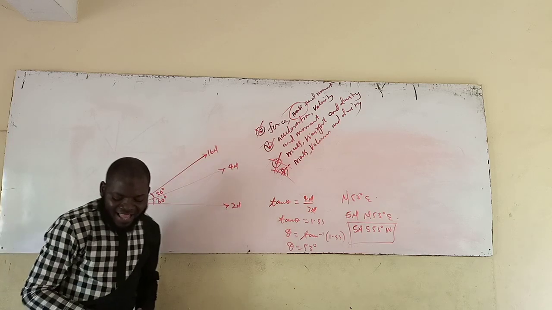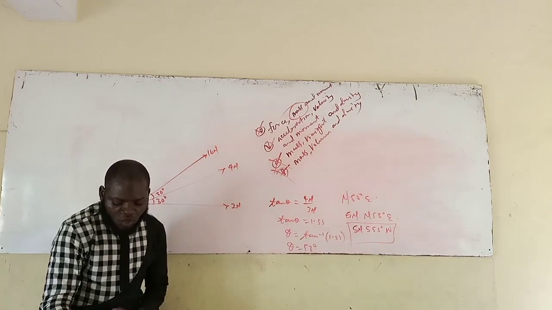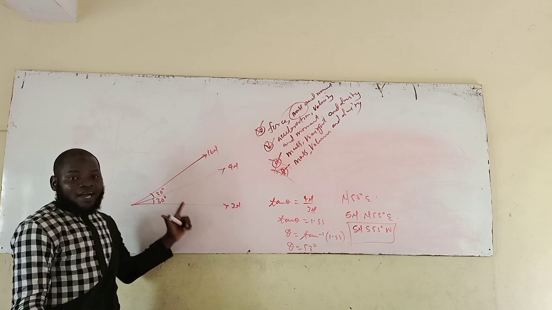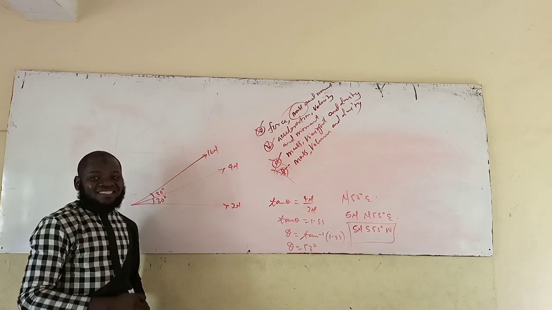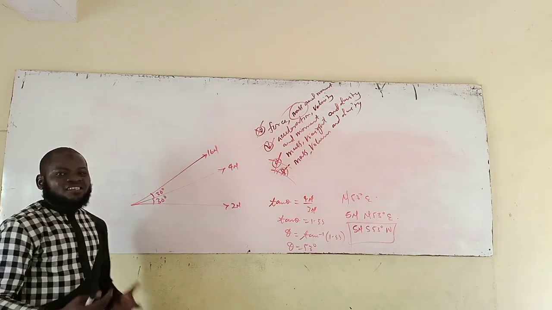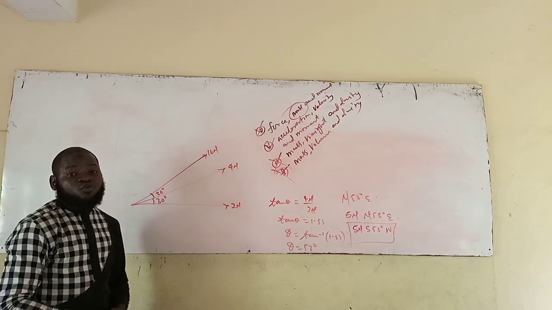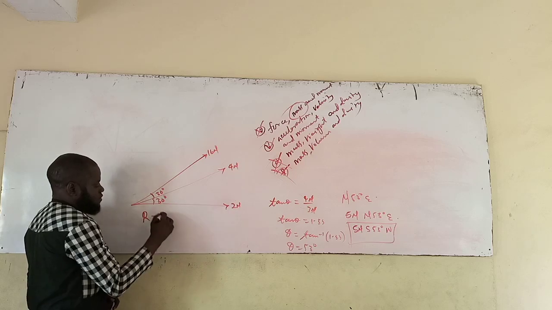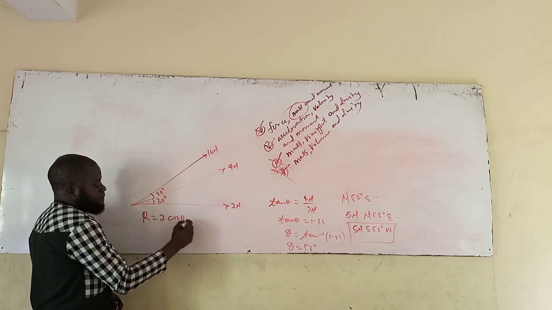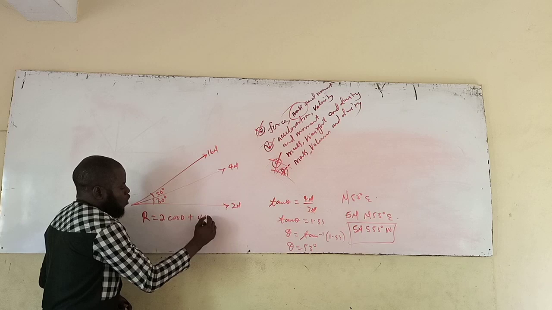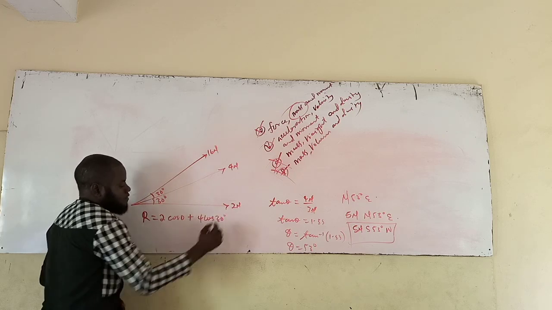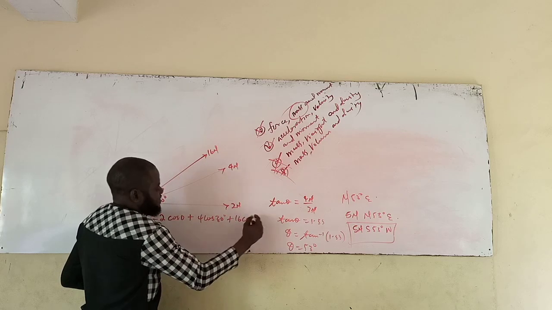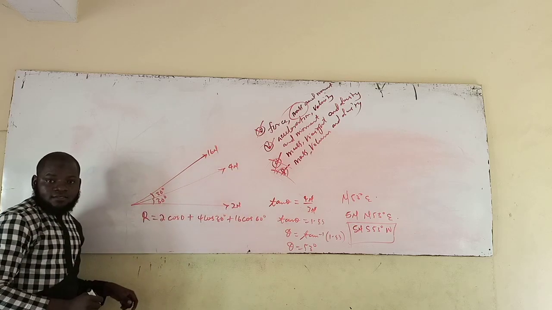So the question says, in the diagram, the resultant force along the x-axis is... it's just like they're asking for the resultant force along the horizontal component. So there's no point. You just say R equals what? 2 cos 0 plus 4 cos 30 degrees, then plus 16 cos 60 degrees. Am I making sense? Cool.